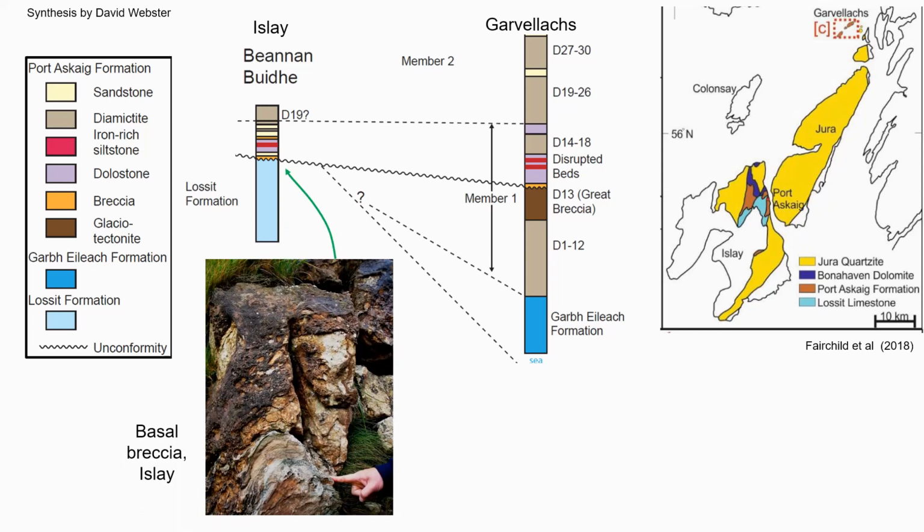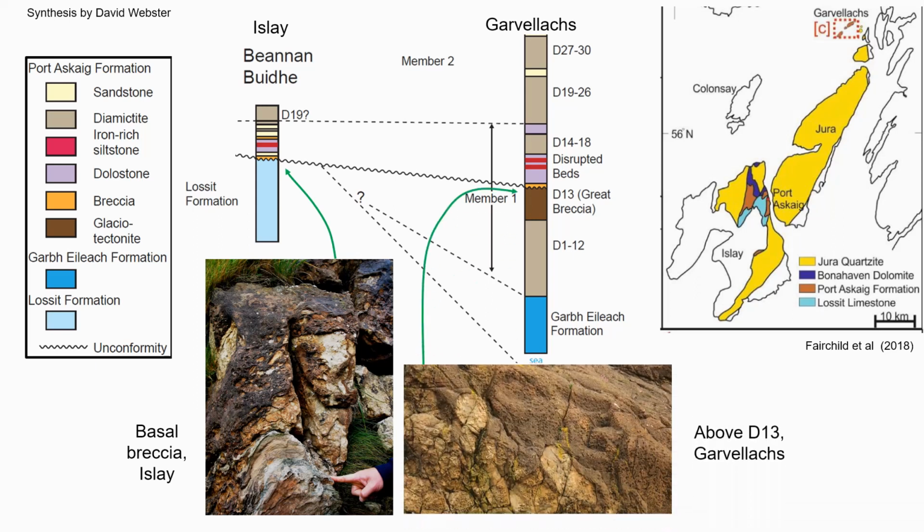This photograph from the Losset area on Islay shows that the Port Askaig Formation overlies a terrestrial unconformity on a periglaciated surface of the Losset Formation. The right-hand photos show the equivalent surface on the Garvellachs, and this surface is present at the top of diamictite 13, the Great Breccia of Spencer 1971. The Losset Formation of Islay is therefore older than the Garvellach Formation.